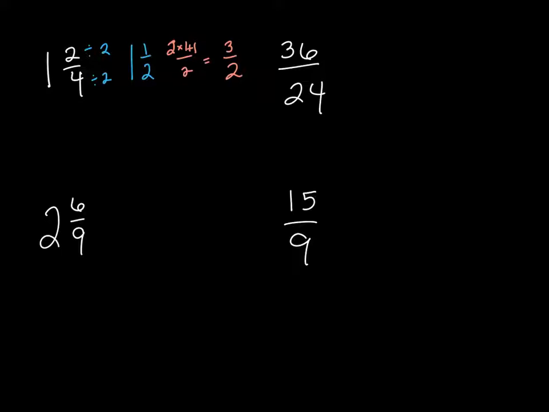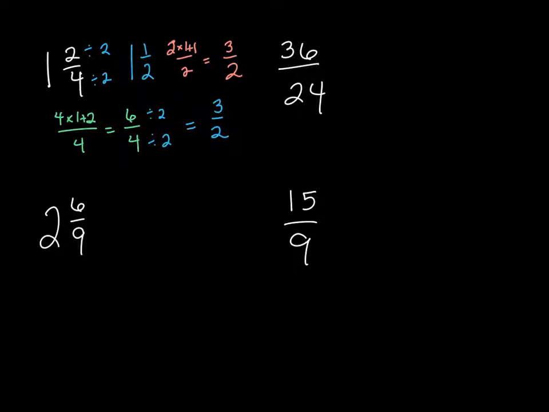Okay, if you decide to change it first, you'd have 4 times 1 plus 2 over 4, which is 6 over 4. Then when you reduce, you would divide each of these by 2, and that would still give you 3 over 2. Either way, if you change it to an improper fraction and reduce, it'll be 3 over 2. And it doesn't matter when you reduce, as long as you reduce.